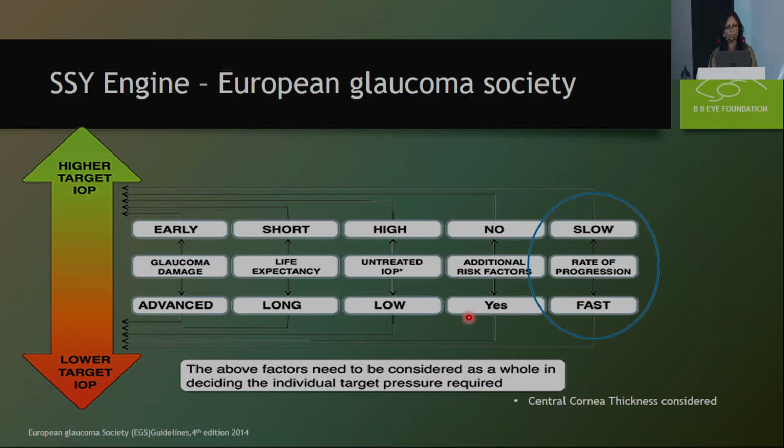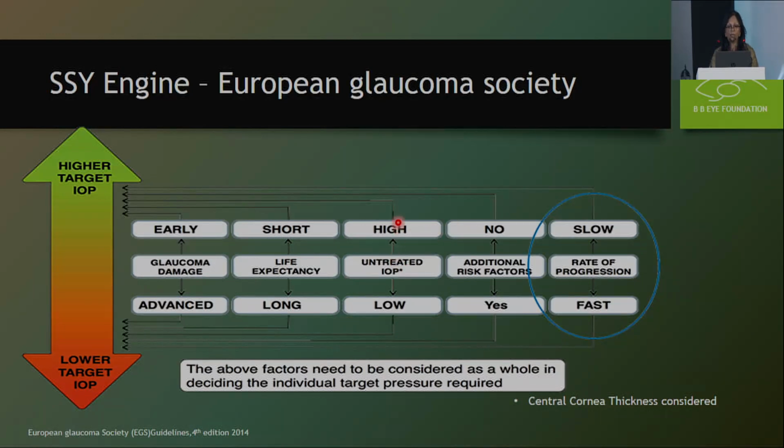If you look at this, safe sight years they call it, and this was devised by Anders Heijl and Bengtsson from Allergan and Zeiss together. It's a very informative graph that they've done. If the glaucomatous damage is early, higher target IOP. If it is advanced, then lower target IOP. If life expectancy is short, higher target. If it's long, then lower target.